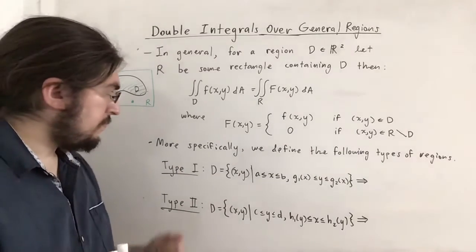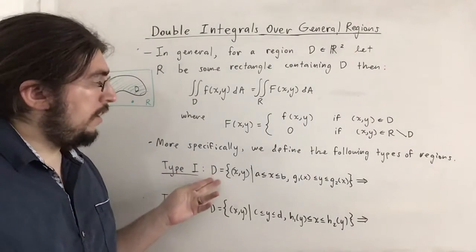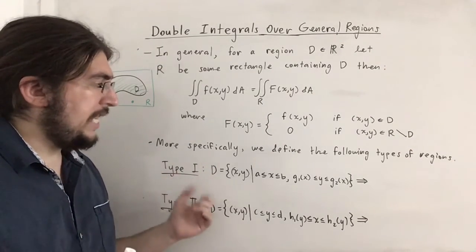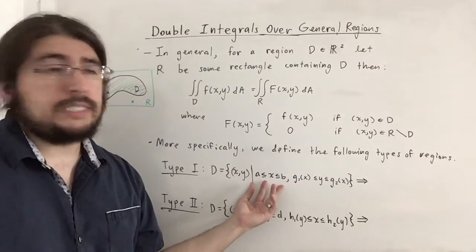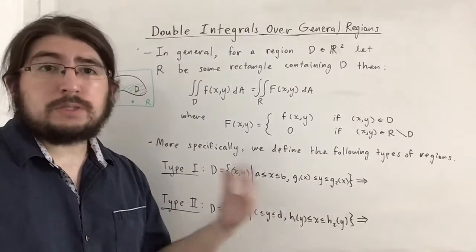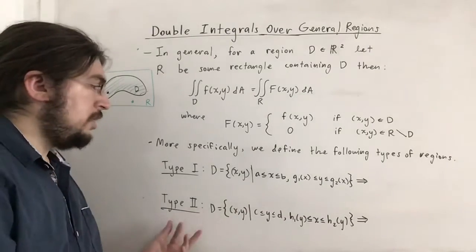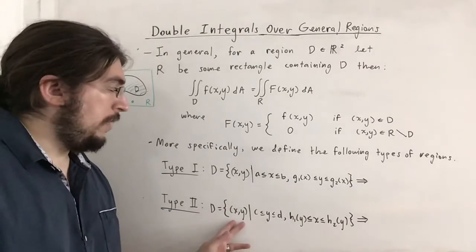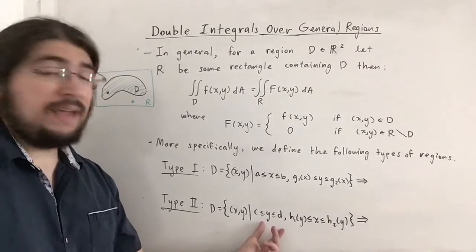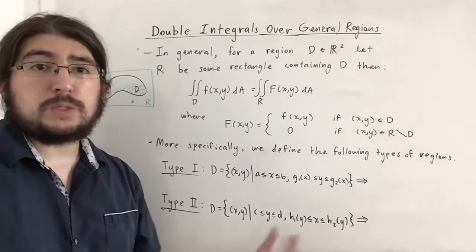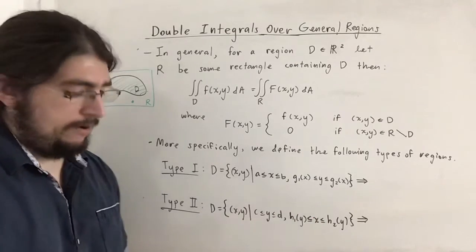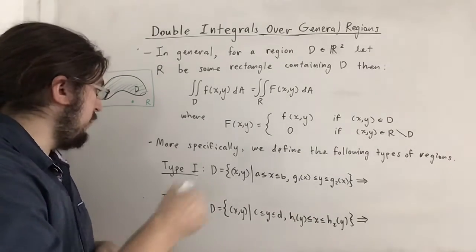So let's see. We have type 1, where our region D is the points x comma y, where x is in between two constants a and b, but the y values are in between two functions of x. Type 2 is the opposite way around, where the points x, y in our region have y values that are between two constants, but the x values are between two functions of y now. So the images we get are the following.